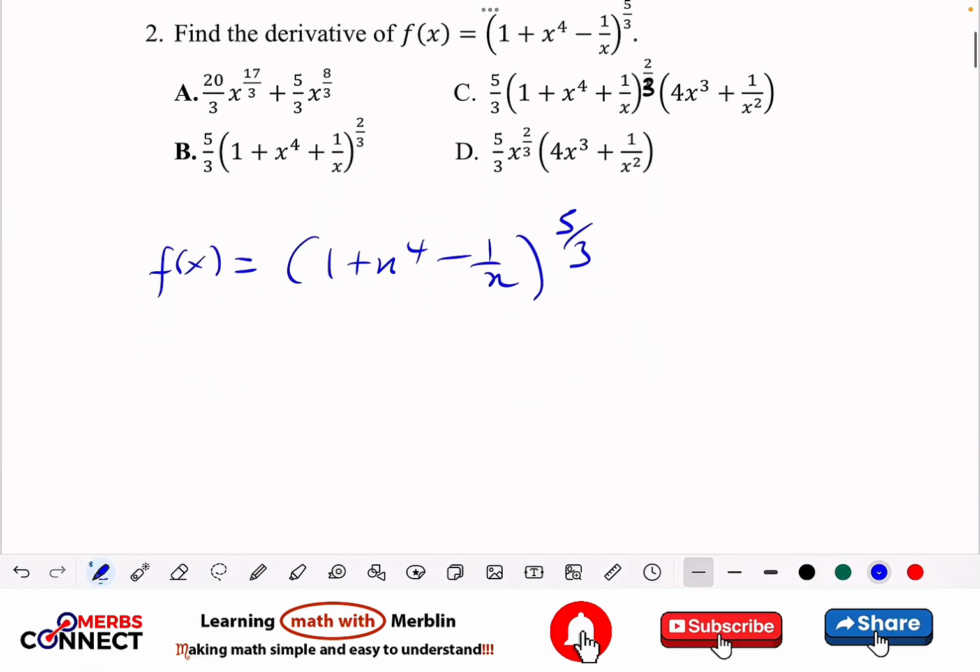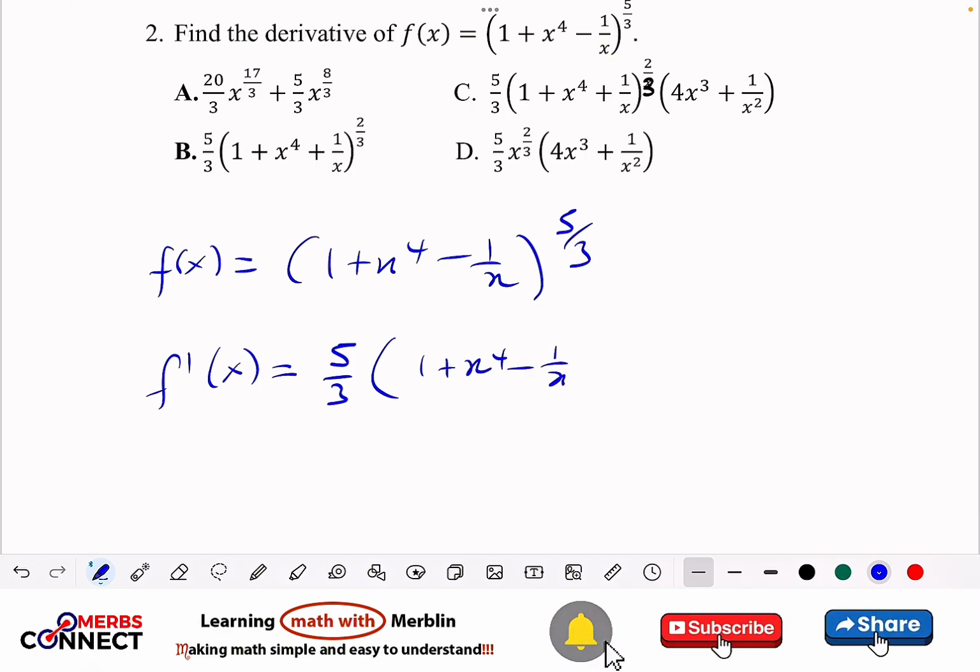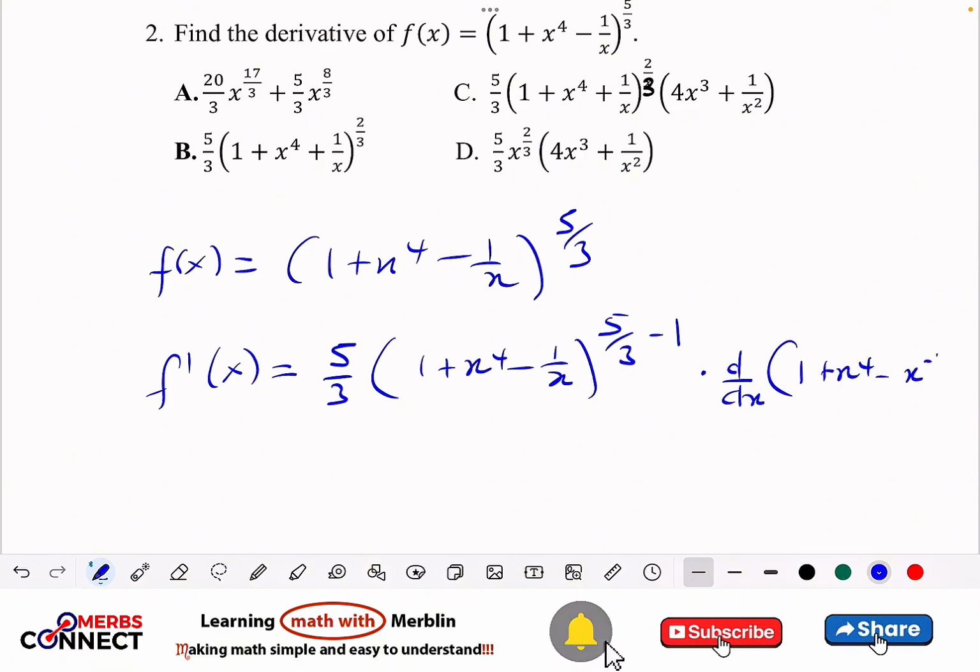So f prime will be equal to, first we need to apply the power rule. So 5 on 3 will drop down. We maintain the 1 plus x to the power 4 minus 1 over x in the parentheses. Then we are going to have 5 on 3 minus 1 times, now we differentiate what is inside the parentheses, 4 minus x to the power minus 1.